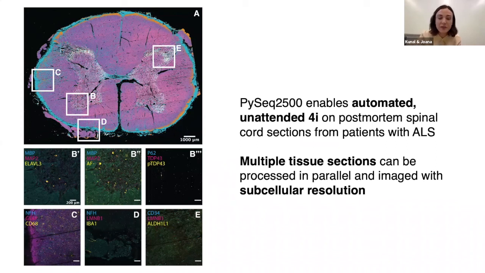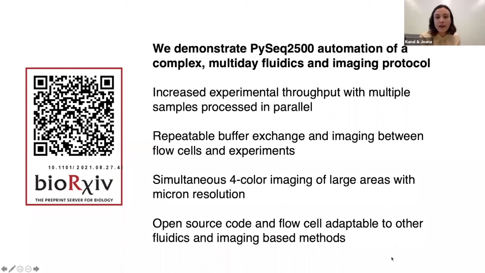Just to recap this whole presentation, we used 4i to demonstrate the power of HiSeq2500 automation in order to make a complex multi-day protocol that involves both fluidics and imaging really high throughput and reproducible. In addition to increasing the throughput by allowing multiple samples to be processed in parallel and showing that we've gotten repeatable buffer exchange and imaging between flow cells and between experiments, we also show that you can conduct simultaneous 4-color imaging of these very large tissue sections with micron resolution.